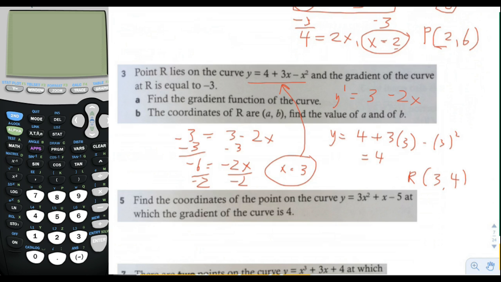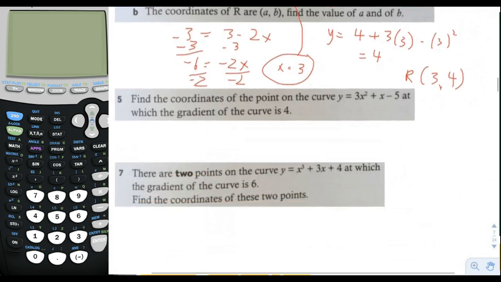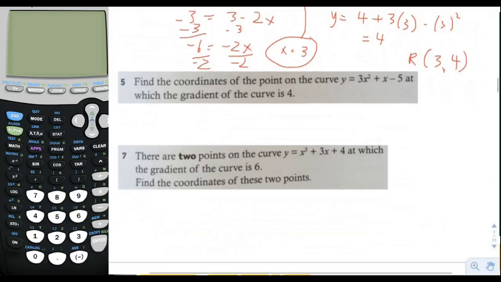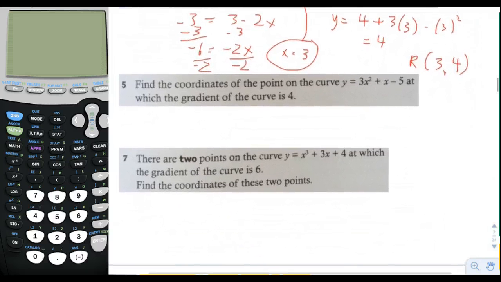Okay, number 5. Find the coordinates of the point on the curve y equals 3x squared plus x minus 5, at which the gradient of the curve is 4. Now, we've done it analytically a couple times. Let's do it with the calculator, because you can also do it with the calculator.